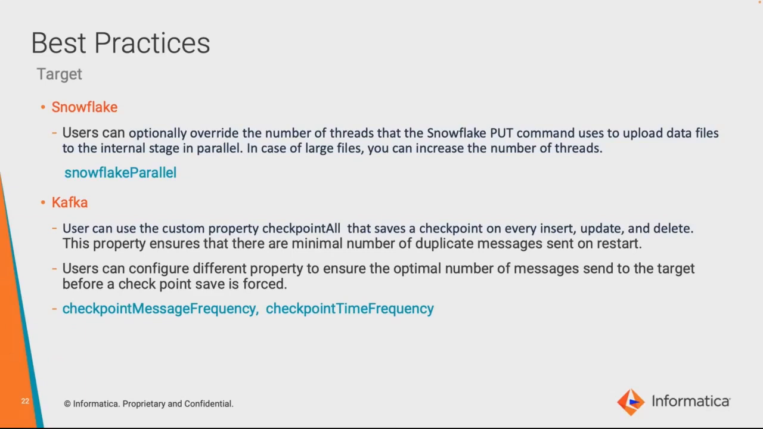Now for Kafka, users can configure a property in order to ensure an optimal number of messages sent to the target. And this kind of forces a checkpoint to be saved on that end. And the properties again are marked in blue over here. So these are some of the properties or best practices which users can use in order to optimize the performance and make sure they are getting the best out of the application.